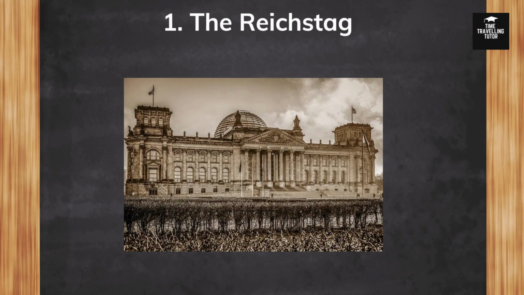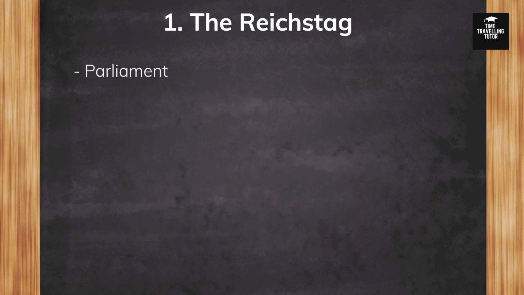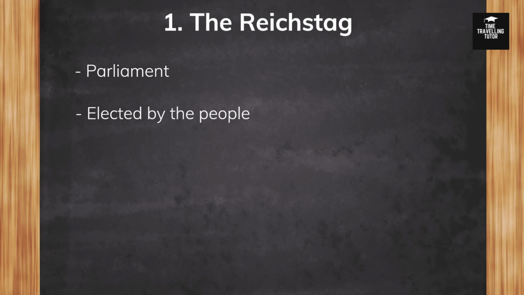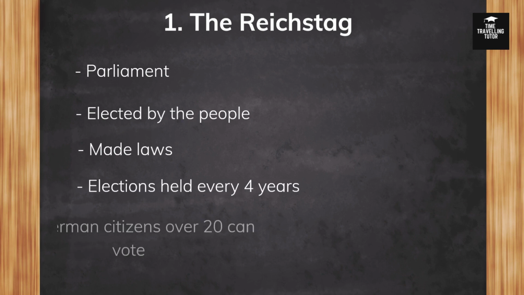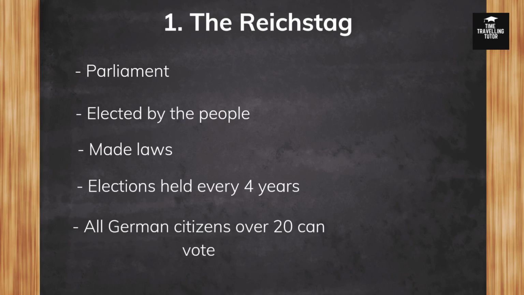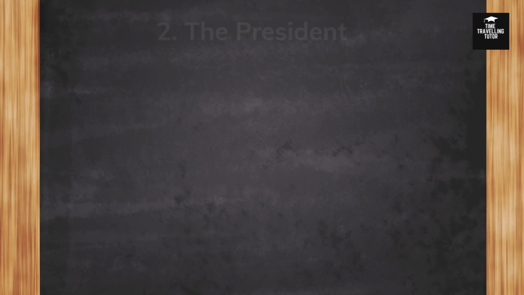1. The Reichstag. This was the legislative branch of the government. It was a parliament where members, called deputies, were elected by the people. The Reichstag had the power to make laws and approve the government's actions. Elections for the Reichstag took place every 4 years, and all German citizens over the age of 20 had the right to vote. This was a significant step towards creating a genuine democracy, giving people a voice in shaping the country's future.